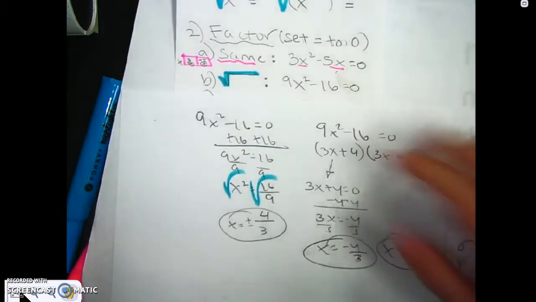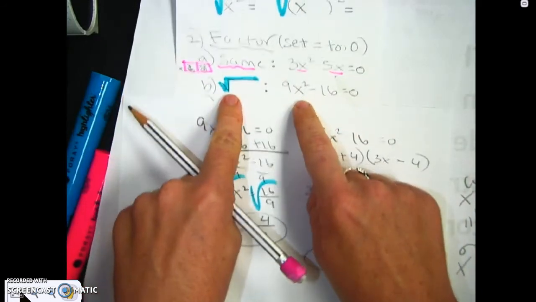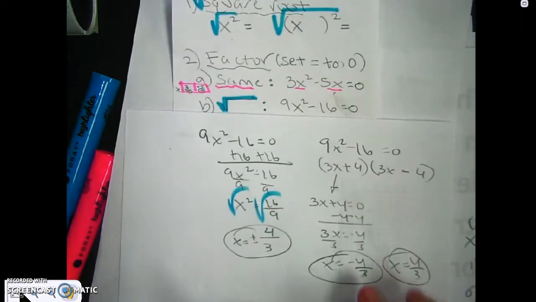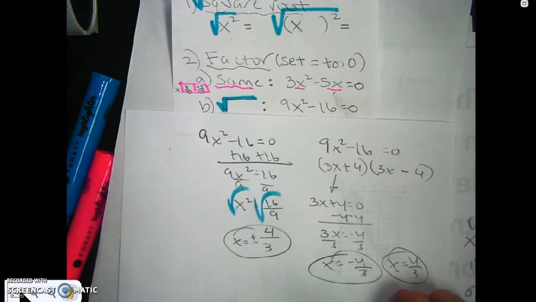So I want you to see in this case, it's a little bit tricky because it could fall into the factor category or the square root category, whatever feels more comfortable to you. Both ways, positive and negative, whatever's easiest for you.